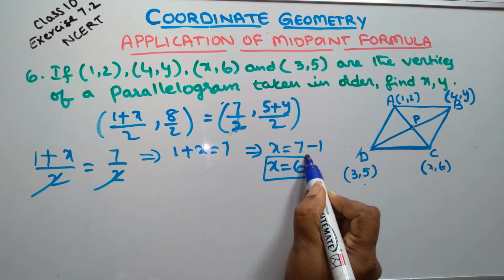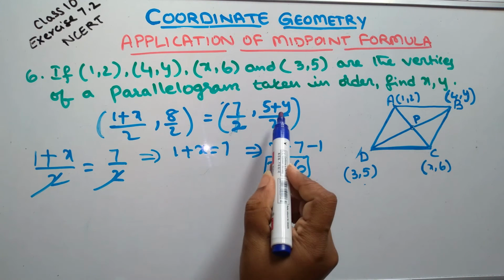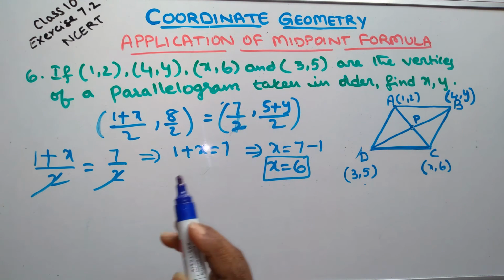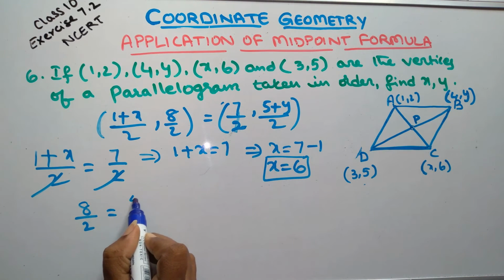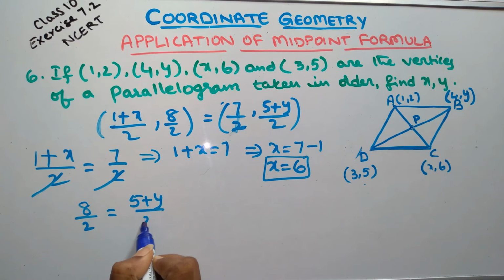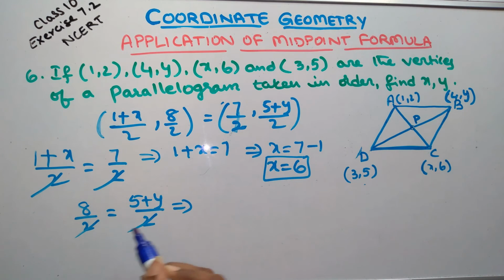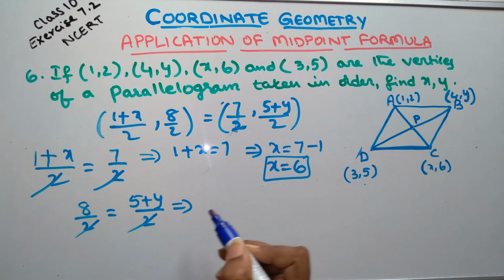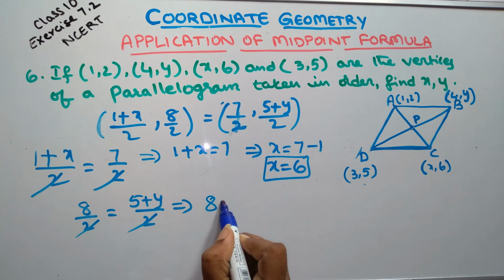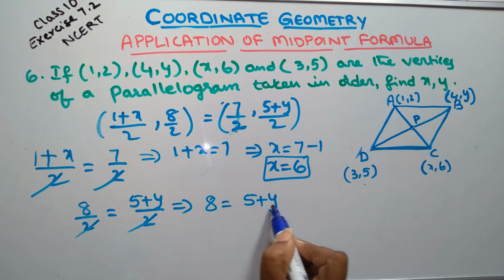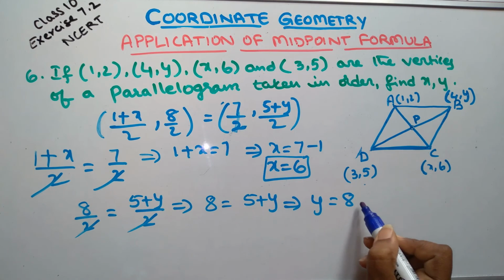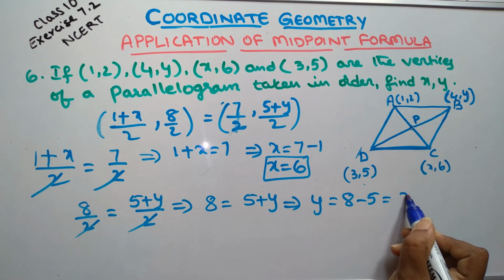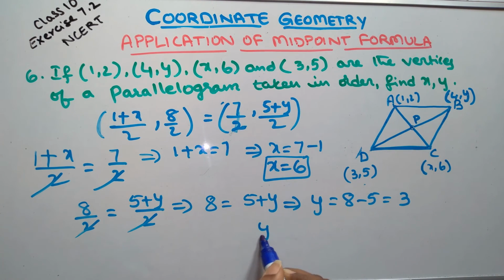Now equating the y coordinates. 8 by 2 is equal to (5 plus y) by 2, that implies, cancelling out 2 and 2 here, we get 8 is equal to 5 plus y, which implies y is equal to 8 minus 5, which is equal to 3. So we got y is equal to 3.